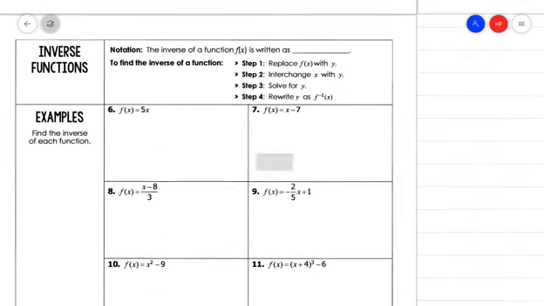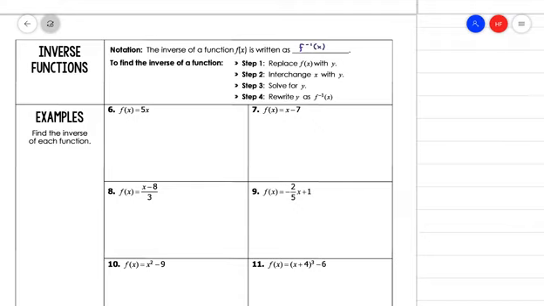Now when we are finding the inverse of a function, this is where we replace our f of x with y, then we switch our x and our y's, and then we solve for y and rename it as the inverse of f of x. So the inverse of a function we write as f inverse of x.